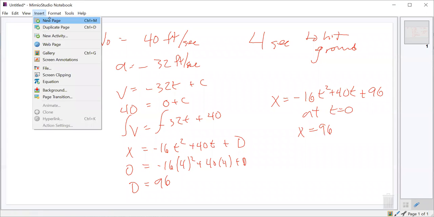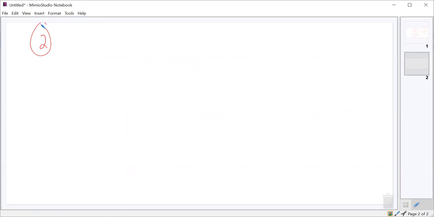Number 2. We got a of t is 20t cubed minus 6t. And it tells us that s of negative 1, that's a position, right? S of negative 1 is a position at negative 1 is 2. And that s of 1 is 4. And we want to find what v of t is.